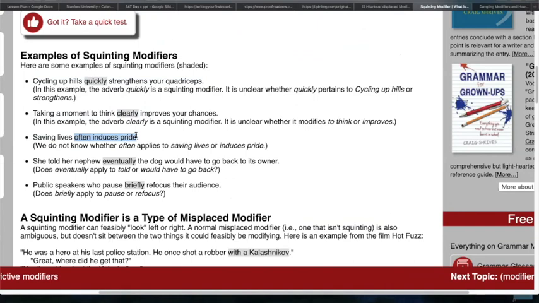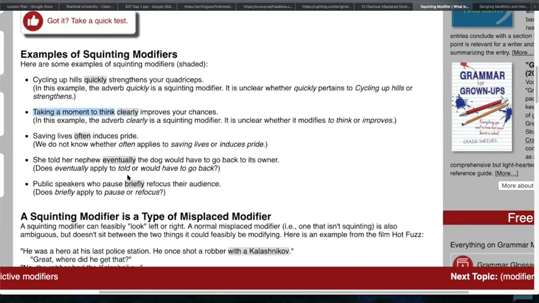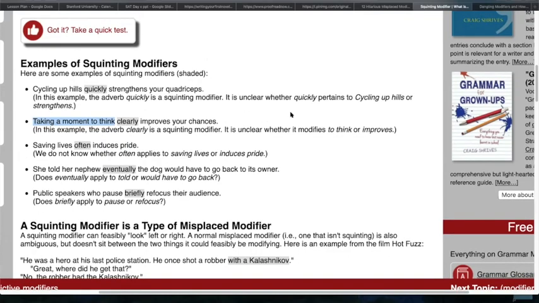So if you remember, in the approach, we had to identify the modifier, and to correct it, you move the modifier or the subject. So here the modifier is identified, and you just want to move it somewhere else. So you could do: clearly, comma, taking a moment to think improves your chances. So you know that clearly applies to taking a moment to think. So you got these, hilarious.